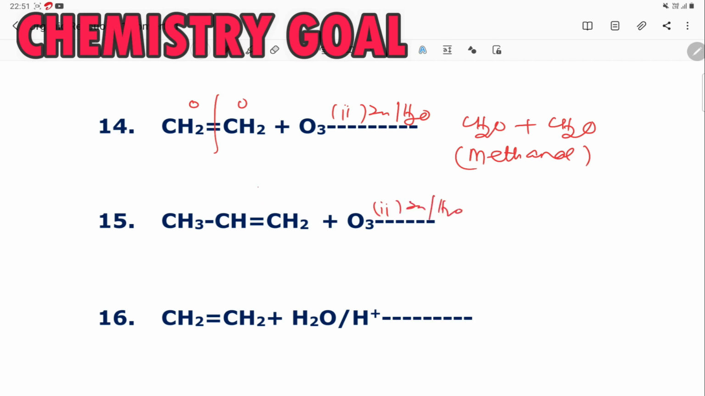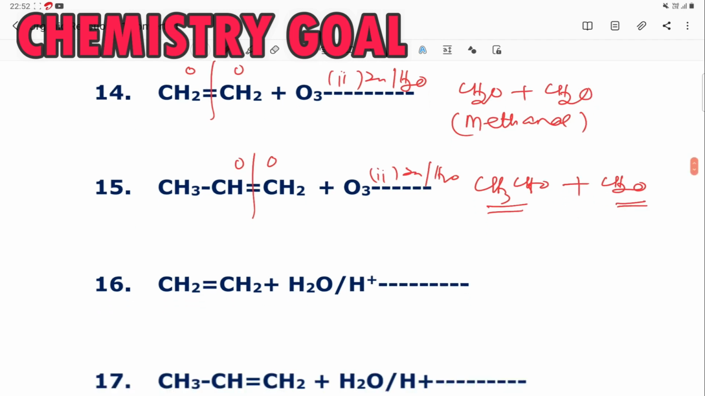Here the product is the same: here O, here O. The result is CH3CHO plus CH2O. First is acetaldehyde, second is formaldehyde. So you will get aldehyde. Whether aldehyde or ketone is formed depends upon the structure of the alkene taken.